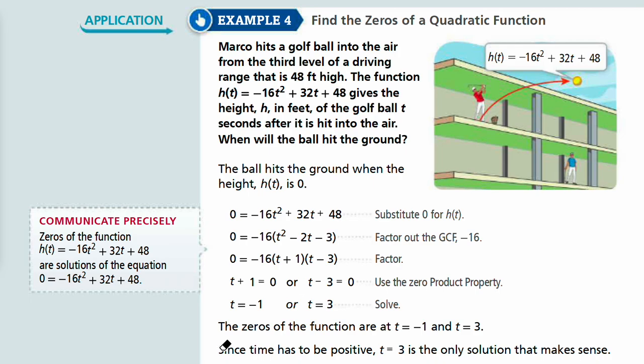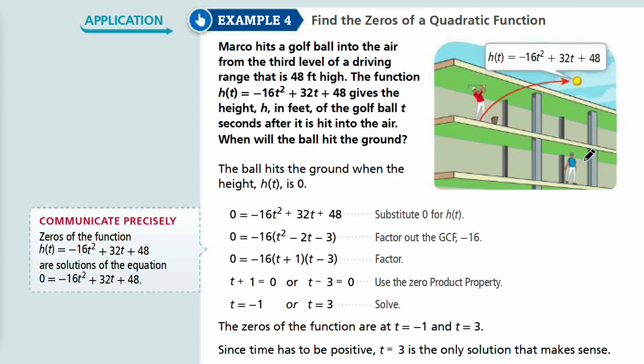So in this problem, we'll look at a word problem, a context here. Marco hits a golf ball into the air from the third level of a driving range that is 48 feet high. The function h of t is equal to negative 16t squared plus 32t plus 48 gives the height h in feet of the golf ball t seconds after it is hit into the air. When will the ball hit the ground?